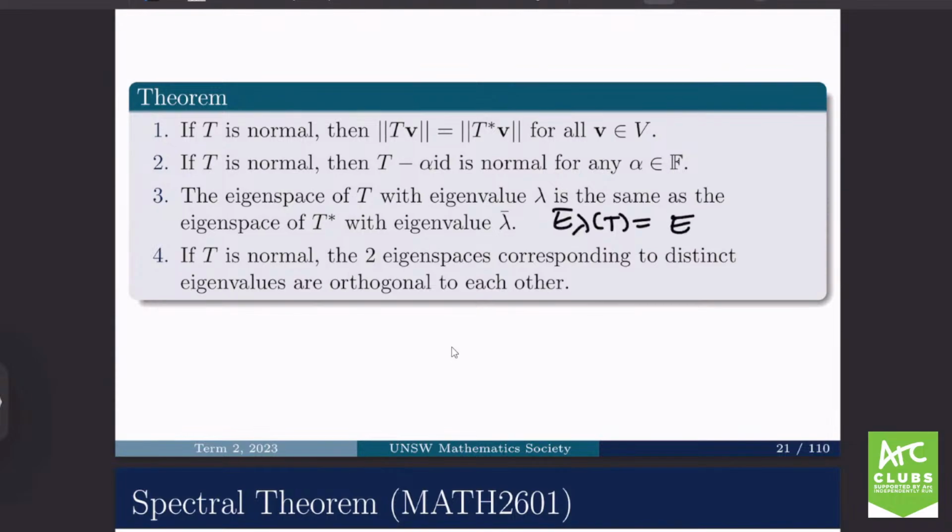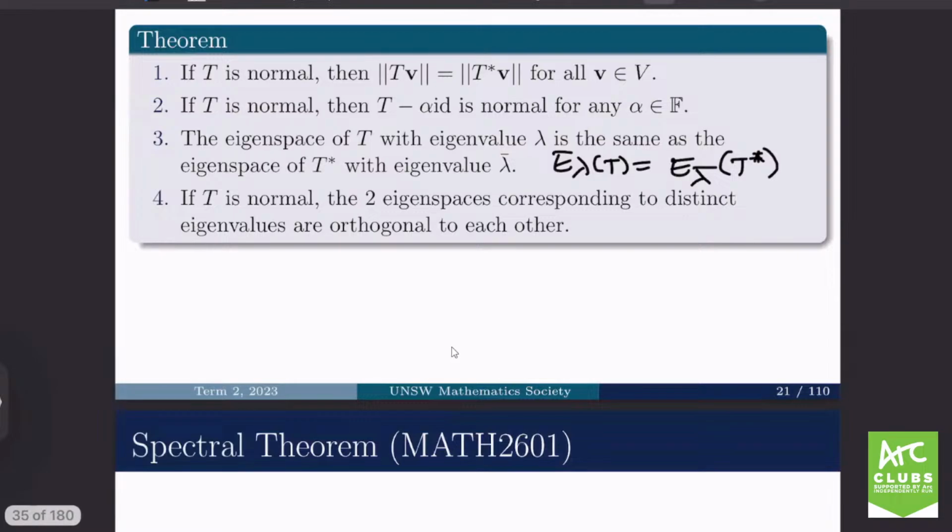Now, the eigenspace of T with eigenvalue lambda, so it's E lambda of T, is equal to the eigenspace of lambda bar, that's the conjugate, of the adjoint T star, okay? So if I look at some eigenspace of T with eigenvalue lambda, then the eigenspace of T star, with the same vector space, will have eigenvalue lambda bar, the complex conjugate. If T is normal, then the two eigenspaces corresponding to distinct eigenvalues are orthogonal.